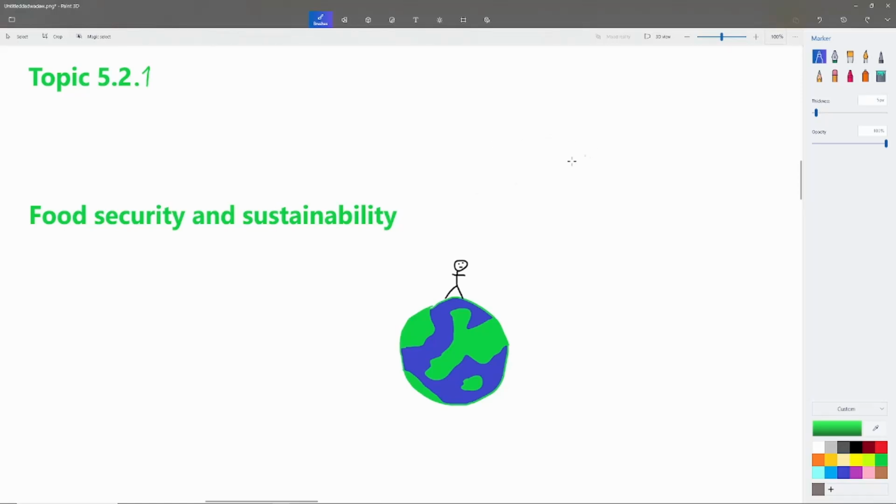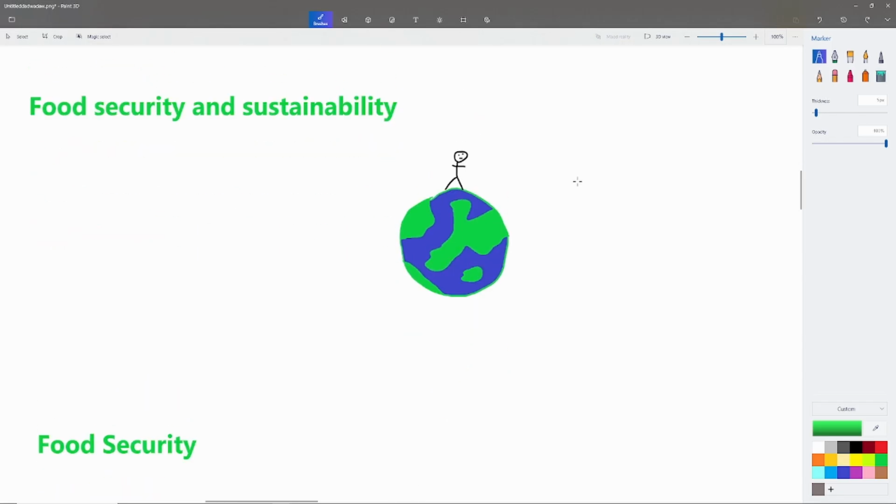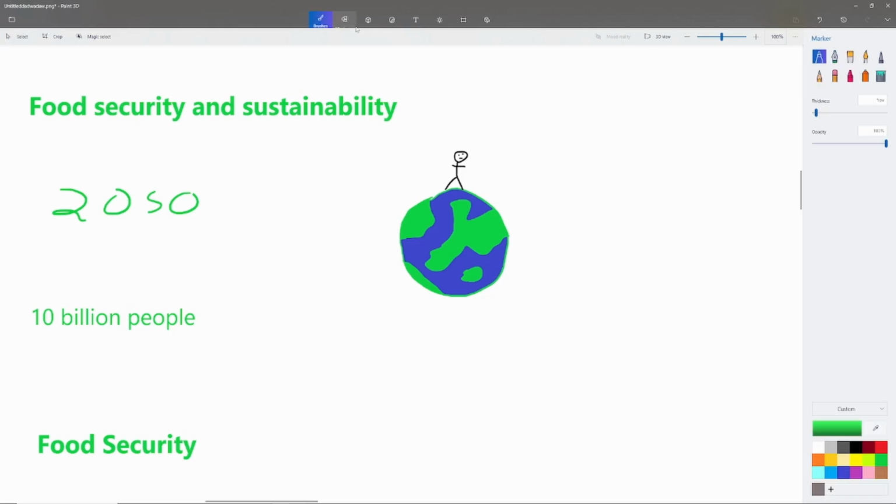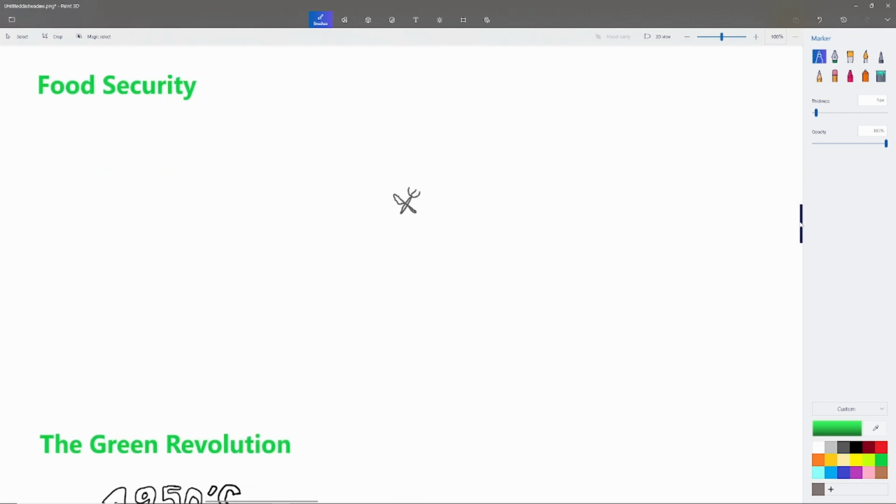In this lesson, we are going to cover topic 5.2.1, also known as food security and sustainability. Research shows that by the year 2050, the human population will surge to about 10 billion people. And while it may seem like a lot, humans still need food, and everyone needs food. And this is what food security refers to.